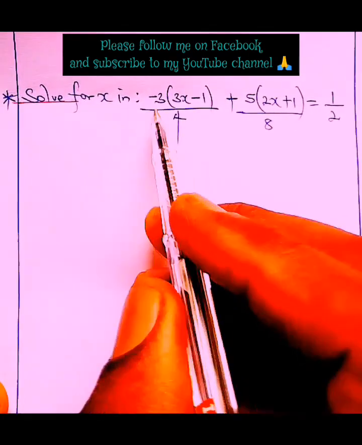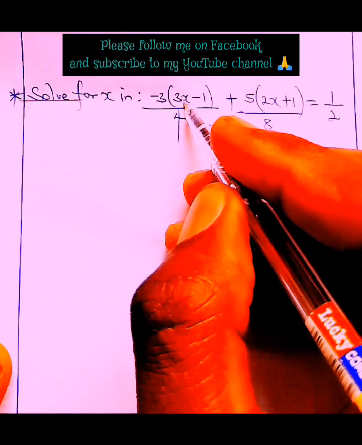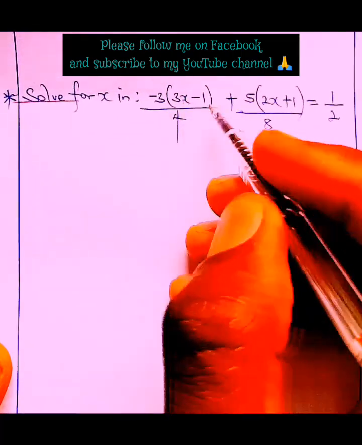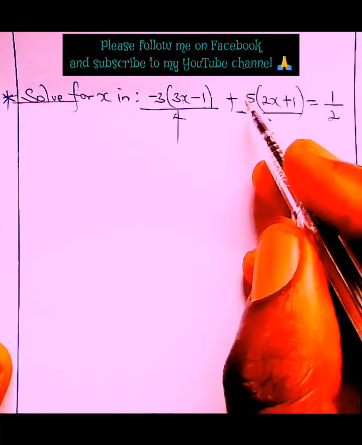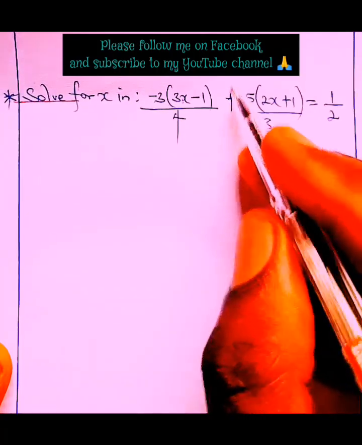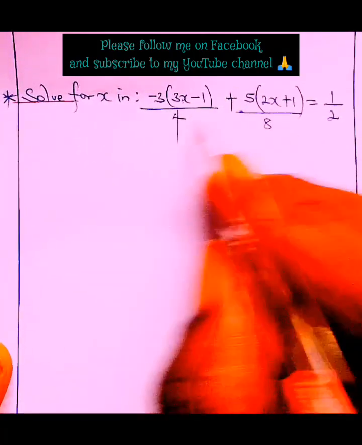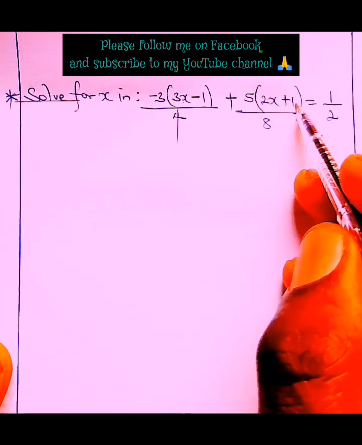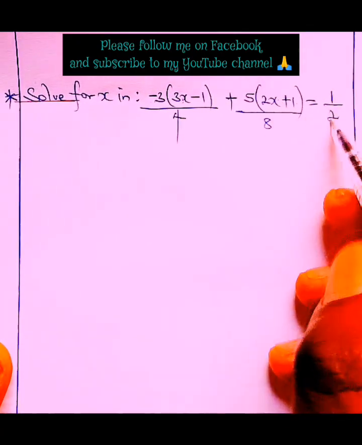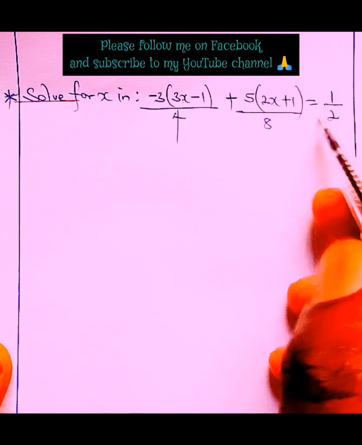So let's open up the bracket first. This minus 3. What sign do we have here? 3 has a positive sign. 1 has a negative sign. This 5 here has a positive sign also, apart from the major sign connecting these two major spots. So 2x here has a positive sign, 1 has a positive sign, and right here 1 over 2 is plus 1 over 2.